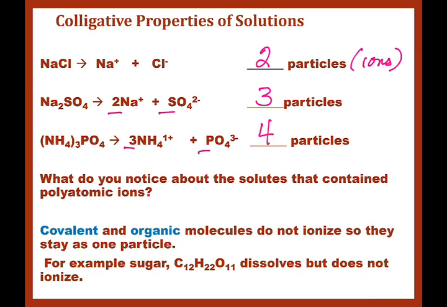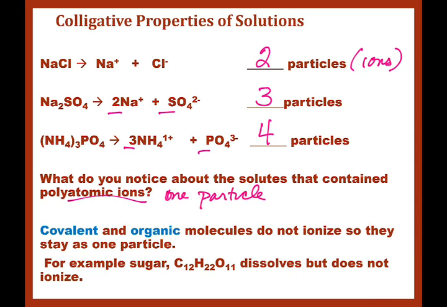Now, if you'll notice, the polyatomic ions count only as 1 particle. So they stay connected, okay? So unless you have a coefficient there, a polyatomic ion is 1 particle.